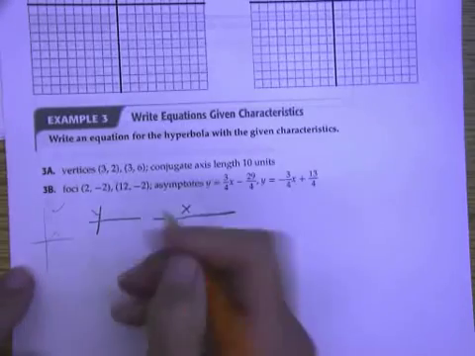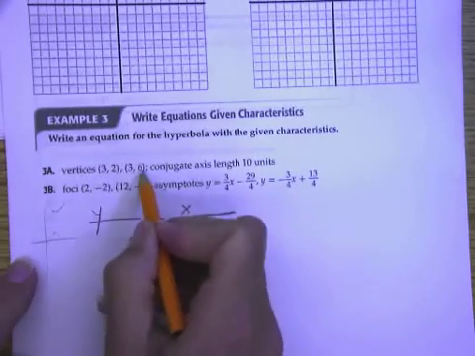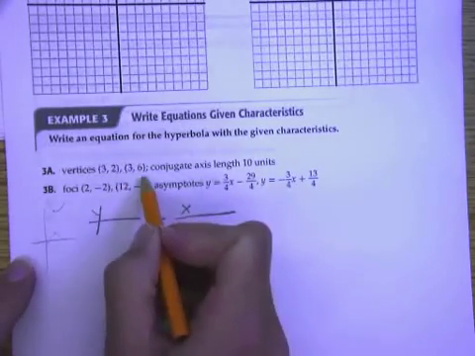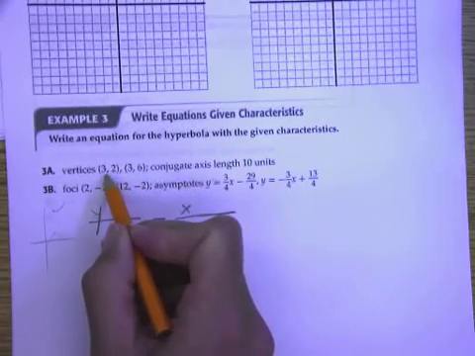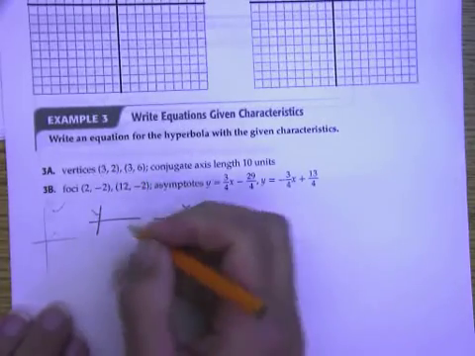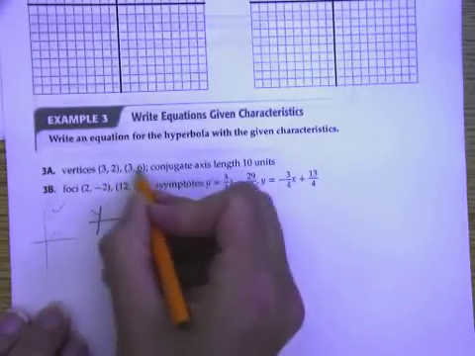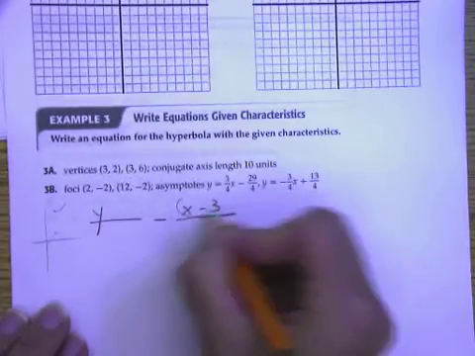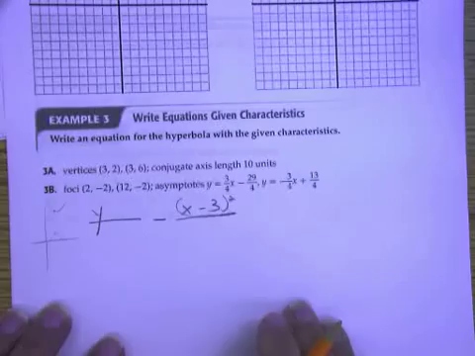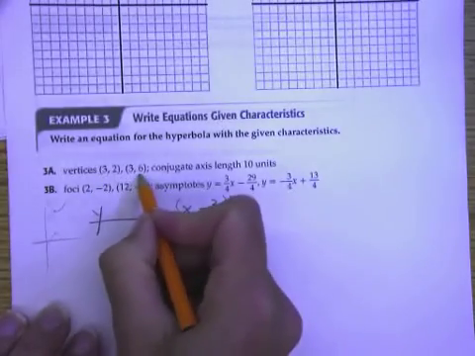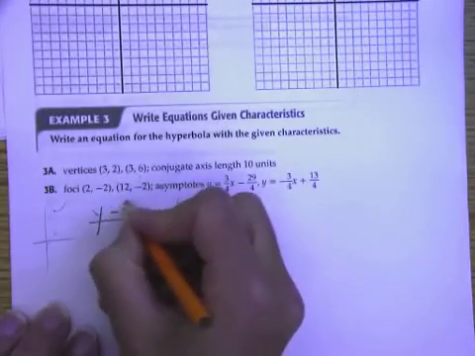The center. Remember that the center is going to be the midpoint of the transverse axis. So that means it's the point in the middle of the vertices, meaning it's going to have an x-coordinate of 3 and a y-coordinate halfway between 2 and 6. So that's 4.